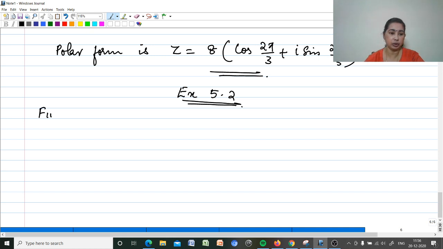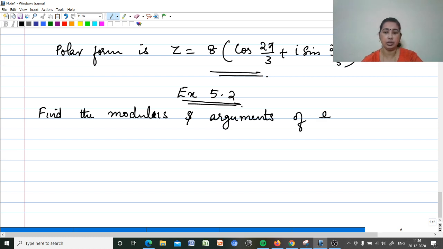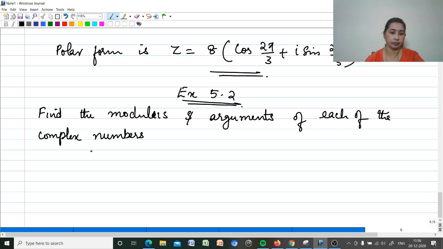Exercise 5.2. Find the modulus and arguments of each of the complex numbers. In that, the first one, z is equal to minus 1 minus i root 3.